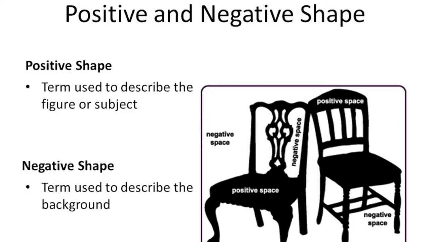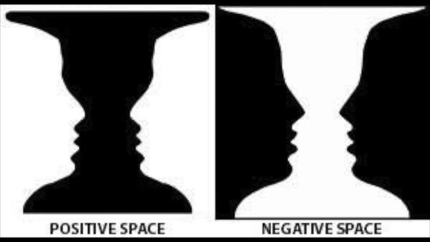If you were to trace a negative shape, you'd be tracing the spaces in between your objects, like the space in this chair. Here are some examples of positive and negative space.